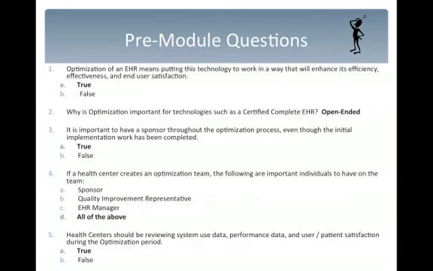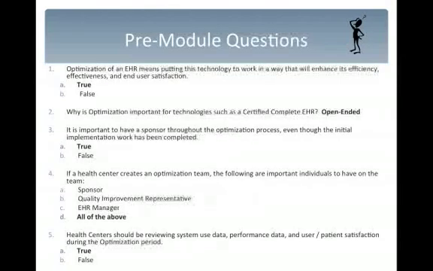Now let's take a look at the answers. Optimization of a certified complete EHR means putting this technology to work in a way that will enhance its efficiency, effectiveness, and end-user satisfaction. And that answer is A, true. Question 2. Why is optimization important for technologies such as a certified complete EHR? This question is open-ended, but you definitely want to make sure that you and your team work to continually optimize technologies such as your certified complete EHR.